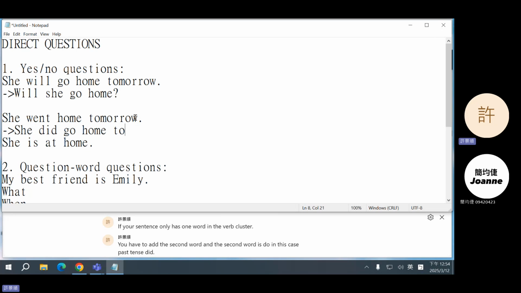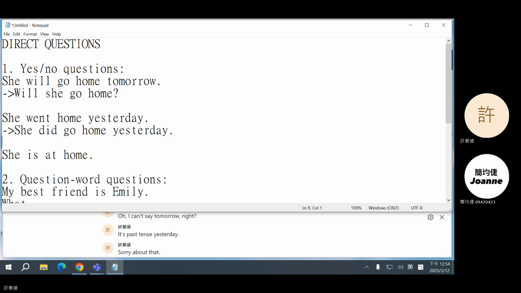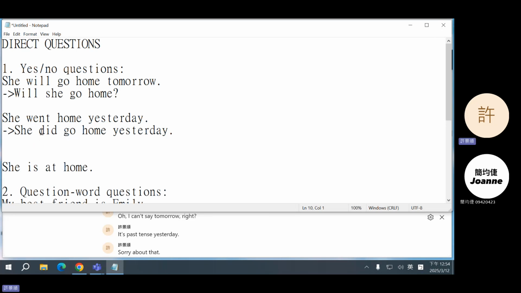Oh, I can't say tomorrow, right? It's past tense. Yesterday. Sorry about that. So now you have two words. Did or do is a pure verb. It doesn't mean anything. It just tells you, hey, this is a verb. This is an action.